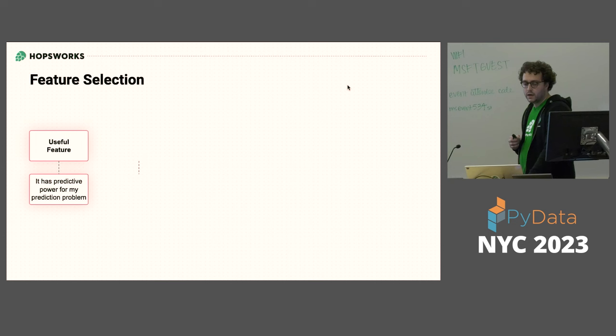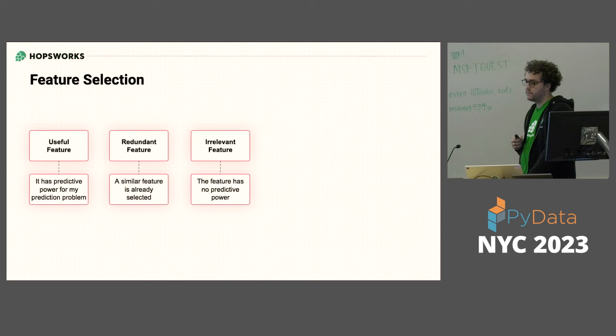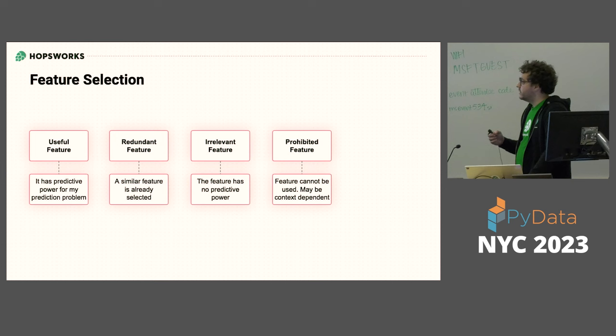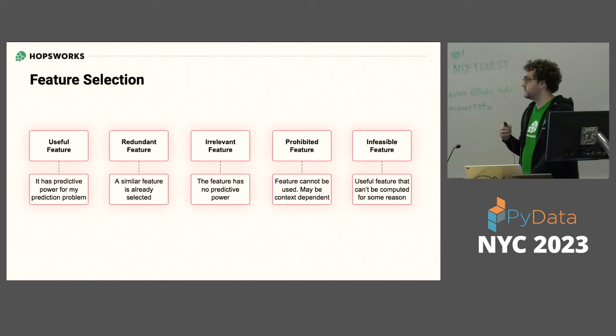There are different stages that you can do to select the features. Whether or not the feature is useful in the first place, whether or not it's redundant, like we were looking at just now, or whether there is no point in having it because it has no predictive power for the specific problem that we are looking at. In some cases, especially in financial or medical institutions, you might have a more strict approach in terms of personal identifying information, so you might have features that you cannot use in your model. And then you might have features that you would like to have, but they're too expensive to compute for some reason.